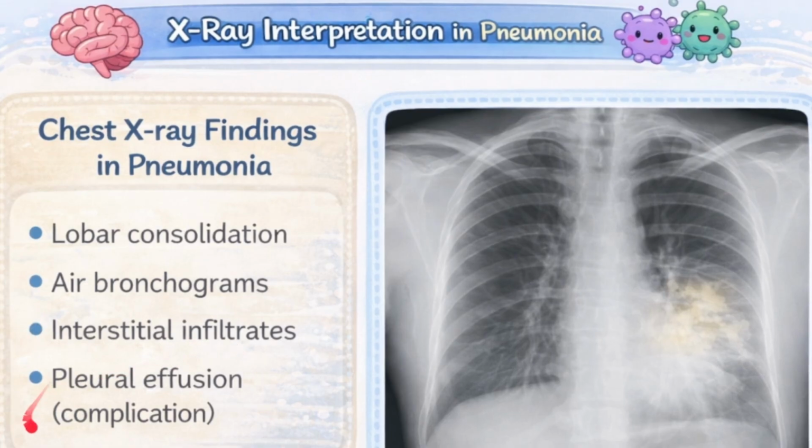Pleural effusion is present in complicated pneumonia, and that can be seen as fluid at the lung bases in a small effusion, and in a large effusion you can see a curved margin present in the lung field. But here this chest X-ray just shows lobar consolidation.